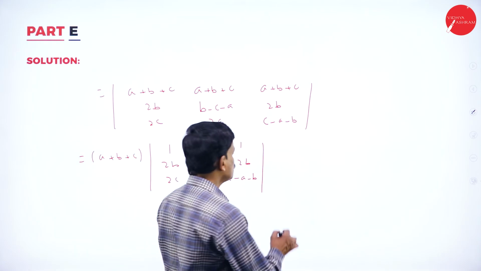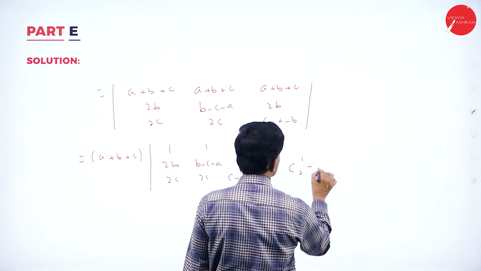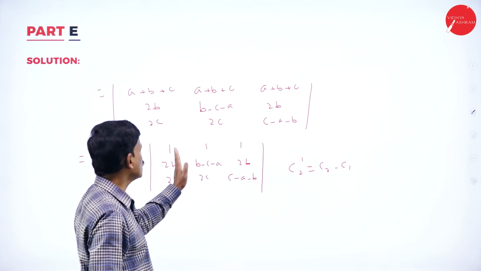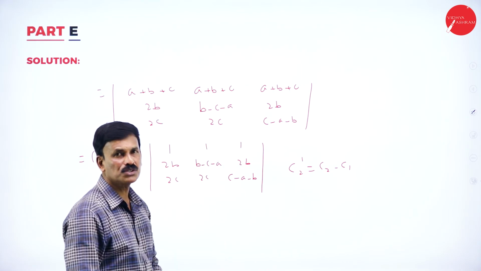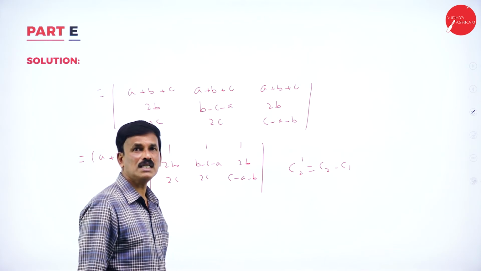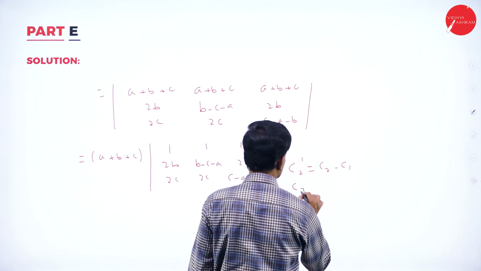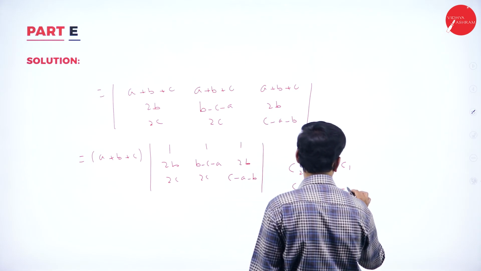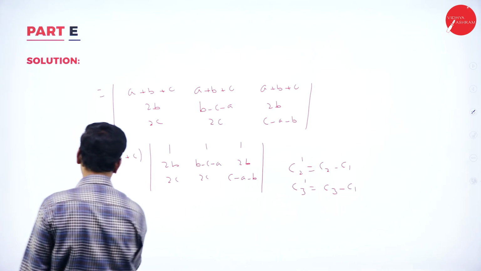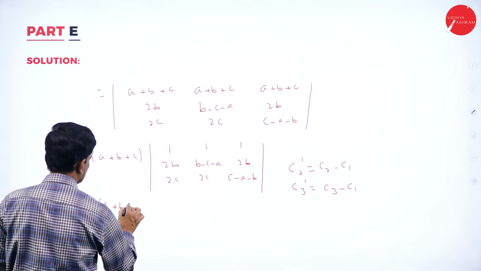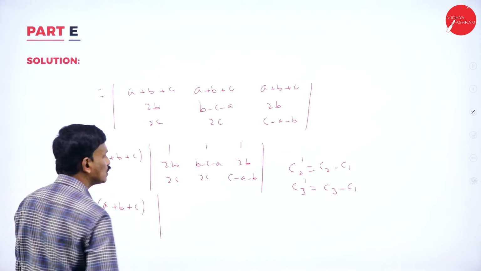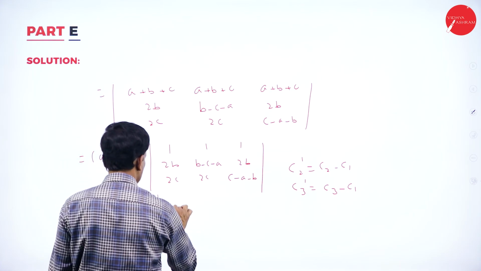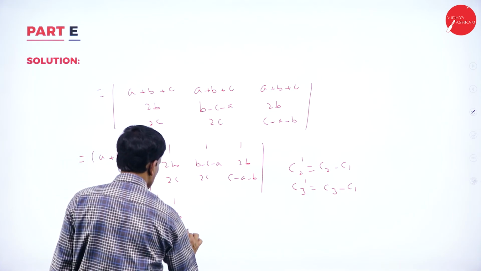Okay. Now taking C2 dash is equal to C2 minus C1. This C1 as it is, this minus, then C2 dash is equal to C2 minus C1. Similarly, C3 dash is equal to C3 minus C1. So what happens? This can be written as A plus B plus C into, we are changing column 2 and column 3. So first column is the same: 1, 2B, 2C as it is.